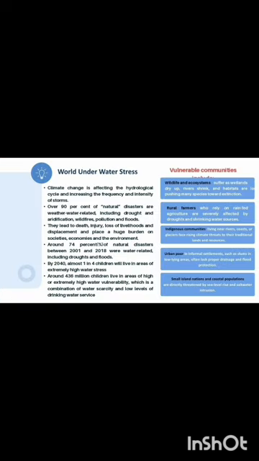Hello, this is Tanushree. I will be explaining a growing global crisis that often remains unseen until it's too late: water stress under the impact of climate change. Climate change is disturbing our water system. In fact, over 90% of natural disasters today are water related, causing major damages to lives, economies, and ecosystems.